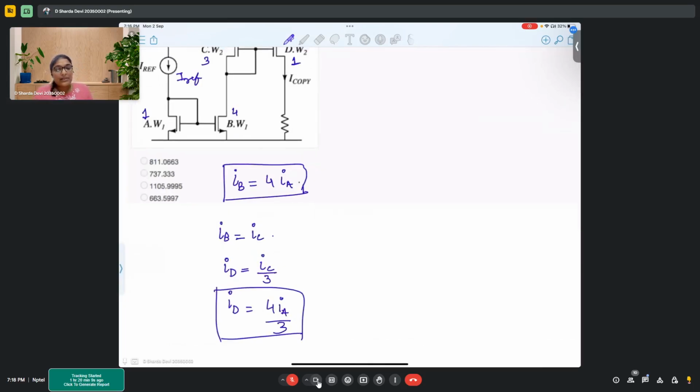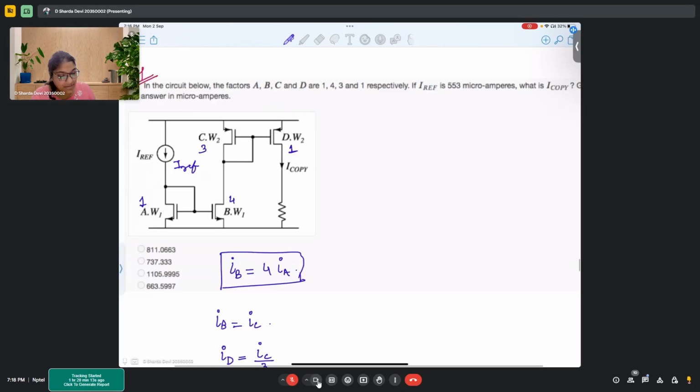Correct? So any doubts in this? How we got this? See, first we started with IREF. Okay? Whatever is the current and whatever is the factor that is equal to IREF. Now it says it is equal to 4 times width and VG is same for both the transistors. So when VG is same, so if we talk from, I'm calling it K W by L, okay? K W by L times VGS minus VT whole square. I'll be writing in this format.